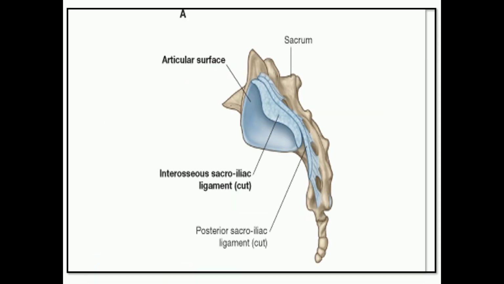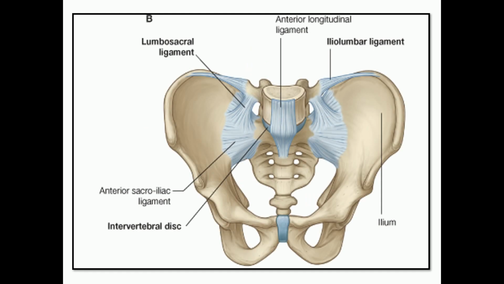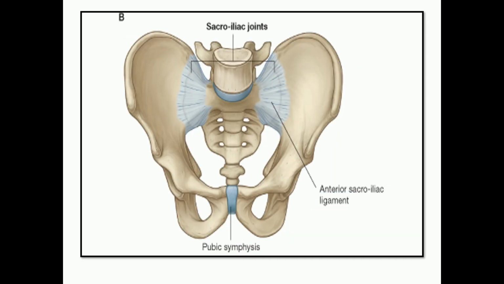Then the iliolumbar ligament can be seen here. It extends from the tip of the transverse process of the L5 vertebra up to the ilium. That is the iliolumbar ligament. So these are the ligaments which strengthen the sacroiliac joint from the anterior aspect as well as the posterior aspect. Now from the posterior inferior aspect, there are another two ligaments.